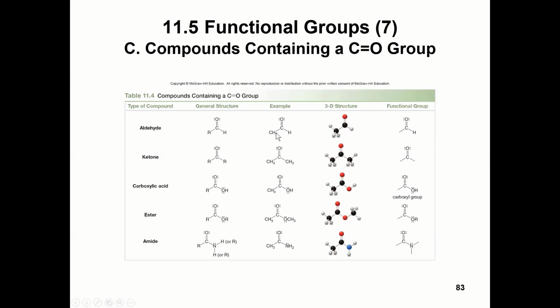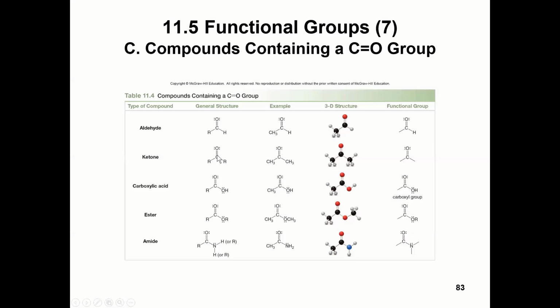So here's an example, acetaldehyde, which is an example of an aldehyde. And of course you have the 3D ball and stick structure. So if you have a carbon-oxygen double bond, and that carbon has a single bond to a hydrogen and another single bond to the rest of the molecule, or the R group, as we call it, then this is an aldehyde.